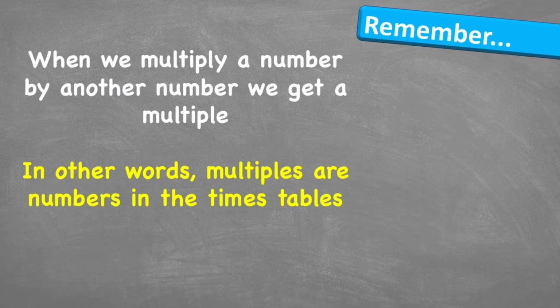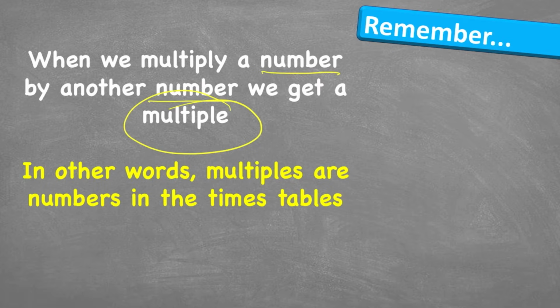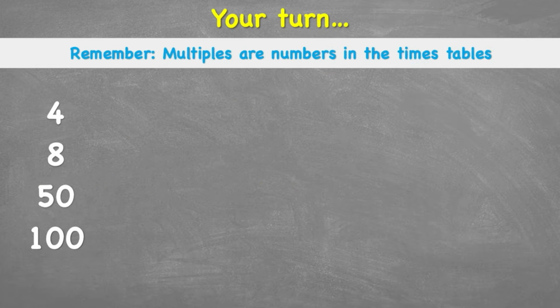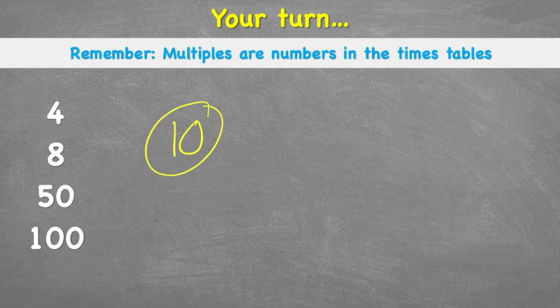Let's look at what to remember. When we multiply a number by another number, we get a multiple of both of those numbers. In other words, multiples are numbers in the times tables. Your turn. Can you write the first 10 multiples of each of these numbers? Put your answer in the comments section. I'm going to mark them all. Good luck. Press pause now.